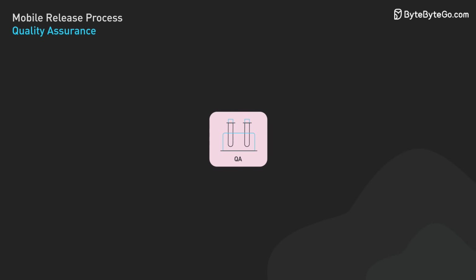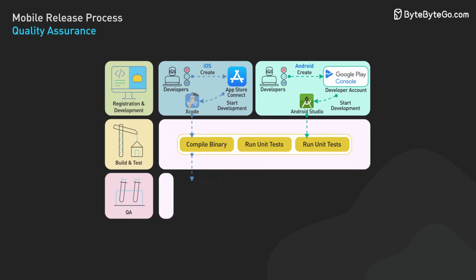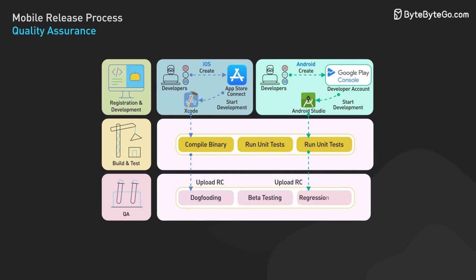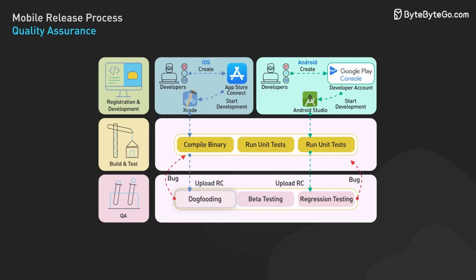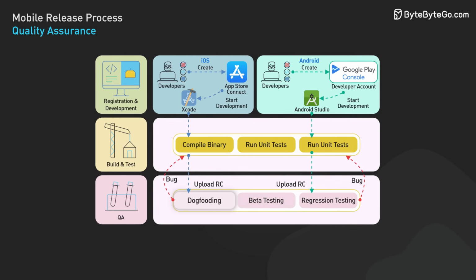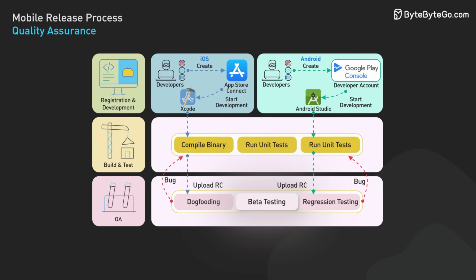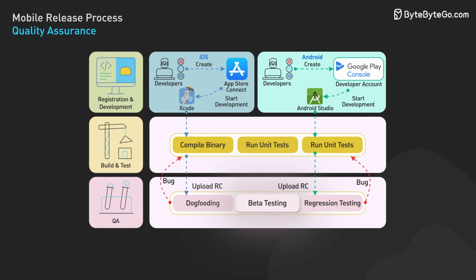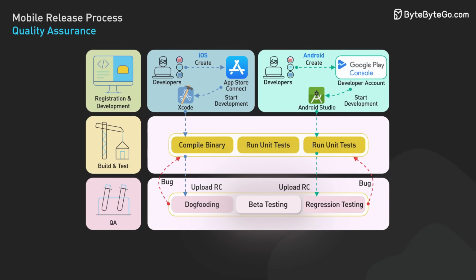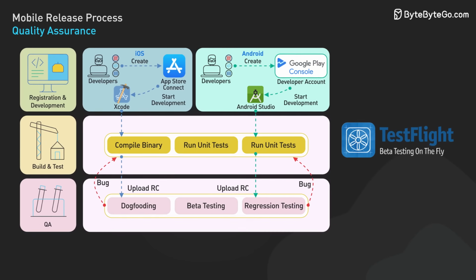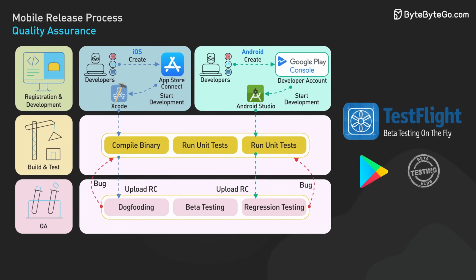The next stage is QA. It starts with internal alpha testing to catch initial bugs, followed by dogfooding, where the team uses the app extensively. After this, we invite a group of users to try the app and provide feedback through beta testing platforms like Apple's TestFlight and Google Play's beta testing.